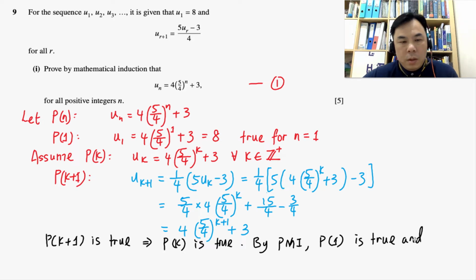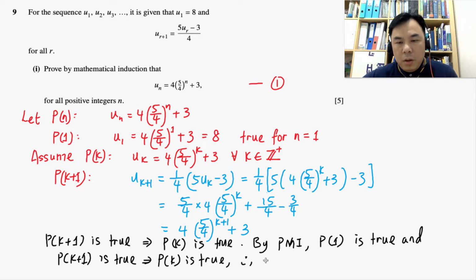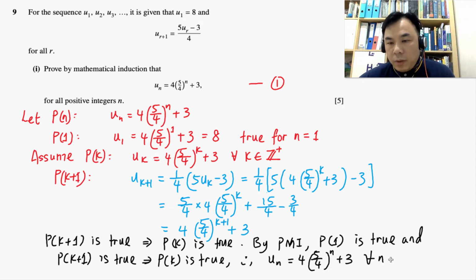and P(k) is true implies that P(k plus 1) is true. Let me rewrite that one more time: P(k) is true implies that P(k plus 1) is true. Therefore, the sequence u_n is equal to 5 over 4 to the power n plus 3 is true for all positive values of n.